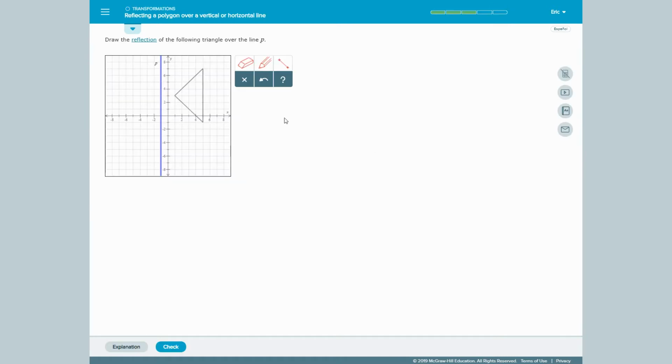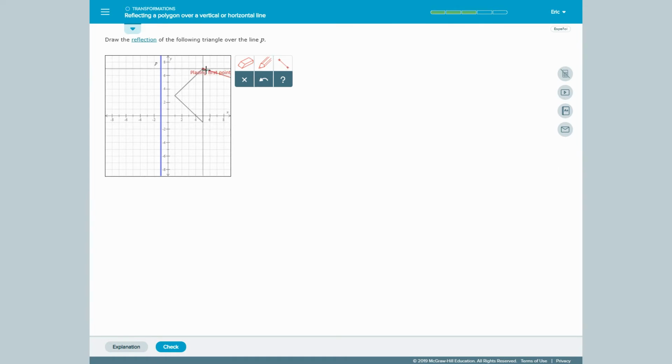Reflecting a polygon over a vertical or a horizontal line. This is the same exact thing as reflecting a polygon or a point over the y-axis or the x-axis. Except this time you can't just use your cheat code of, oh, if this is 5, then it's going to flip to -5. You're going to have to count points. And that's it. So using my personal cheat code, I'm going straight to the line.